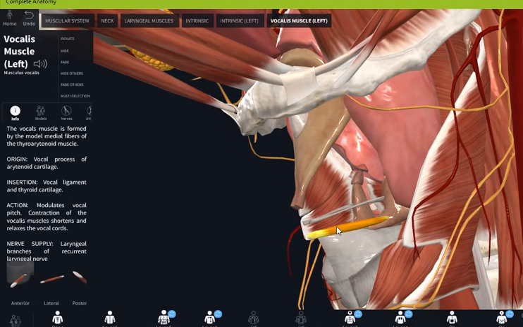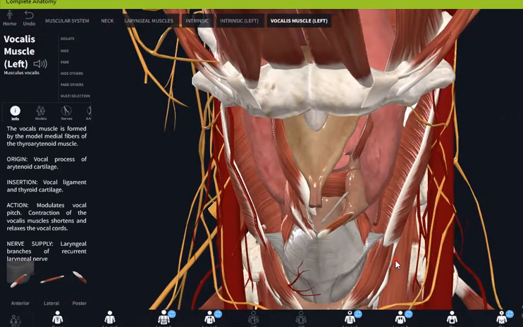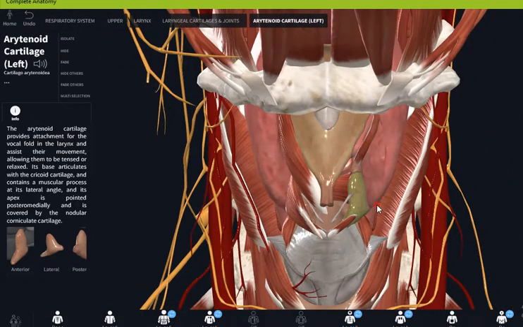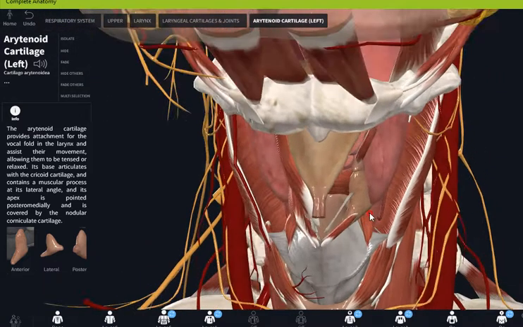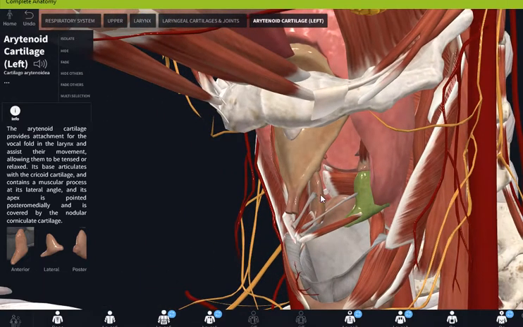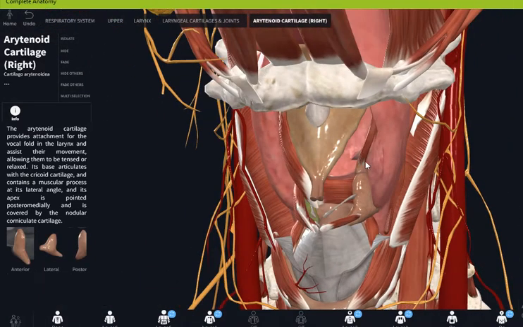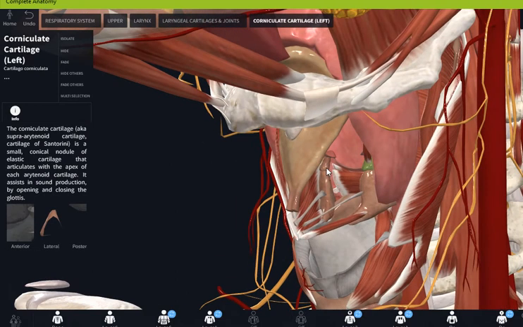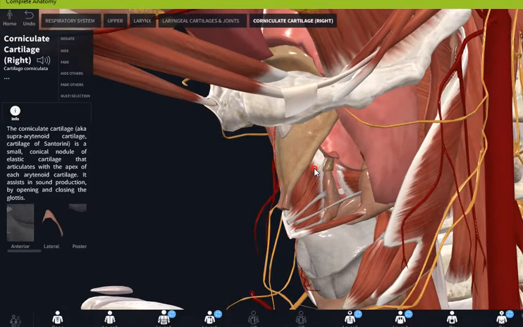The true vocal cords are actually the upper extension of the cricothyroid ligament. Posteriorly to the true vocal cord, we have the arytenoid cartilage, and on the other side, this one is also the arytenoid cartilage. Superiorly to the arytenoid cartilage, you have the corniculate cartilage, and superiorly here, you also have the corniculate cartilage.